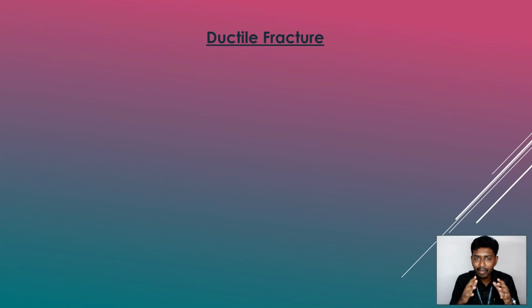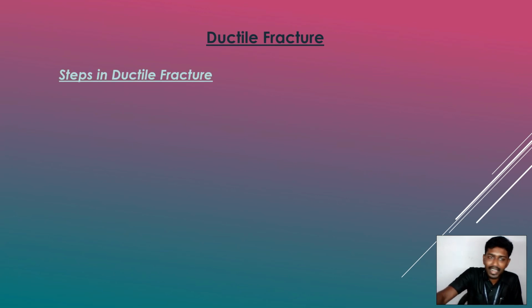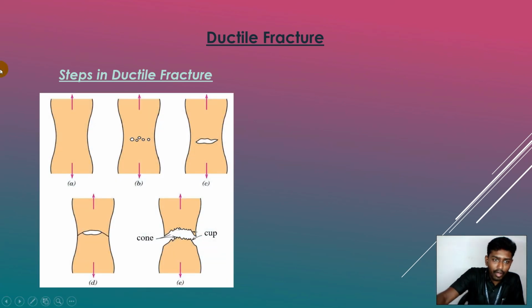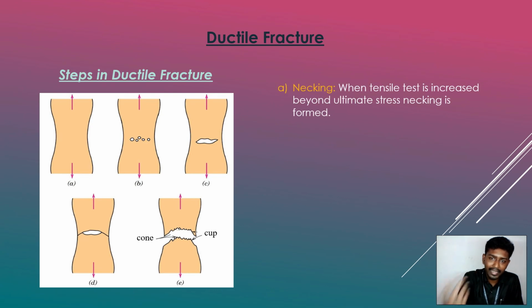Next, when I described ductile fracture, I said it happens in the material with plastic deformation, right? Yes. So now let me discuss the steps in ductile fracture. Here you can see the image of steps in ductile fracture. First, I consider a cylindrical rod, and I apply the tensile load. Initially, you can look at image A. What happens when the tensile load is increased? It goes beyond the ultimate stress. You can see evidently from this image the necking will be formed. When it is increased further beyond ultimate stress, you can see the formation of necking.